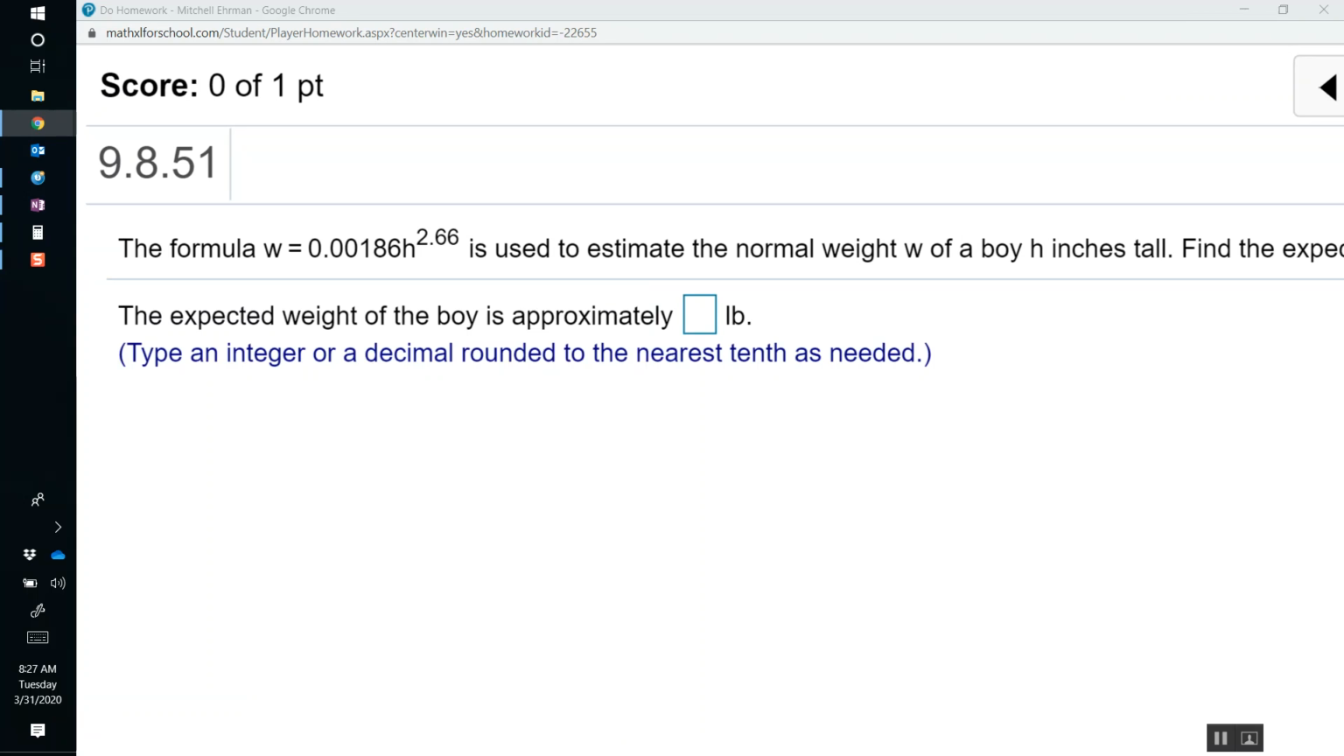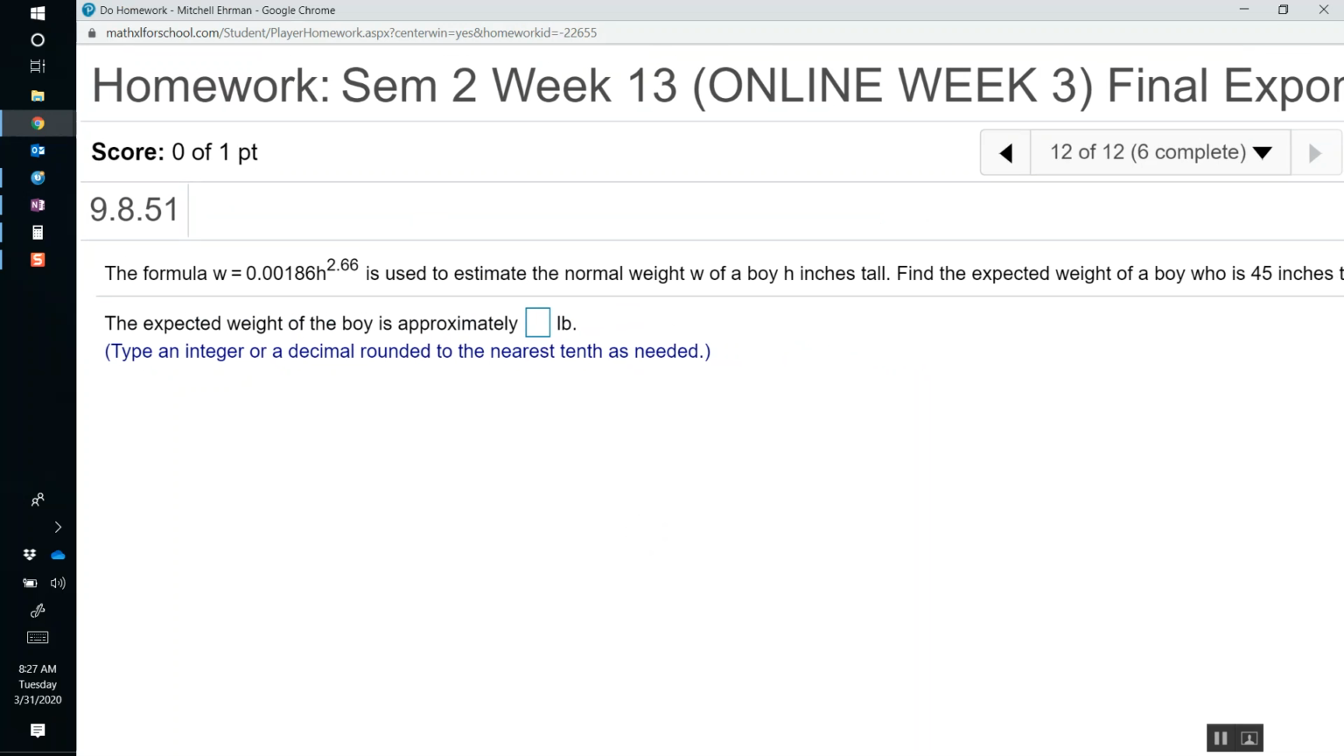This one may look intimidating at first, but it's actually incredibly easy. This formula has been programmed into a doctor's computer because this is the formula used to estimate the normal weight of a boy who's a particular height. So weight W is calculated based on H. So this is just a real world example of exponentials.